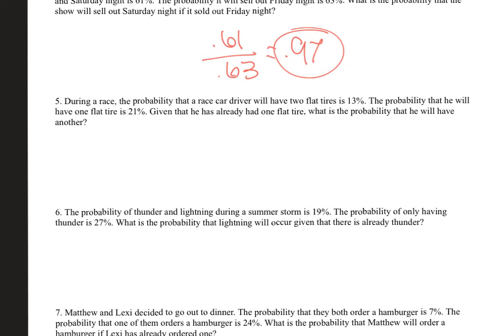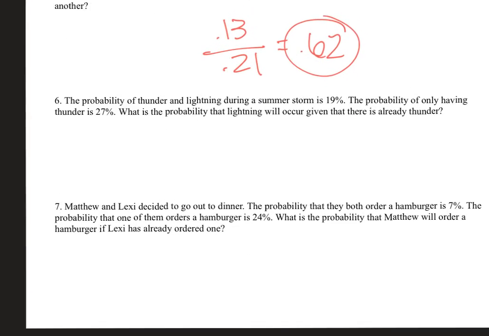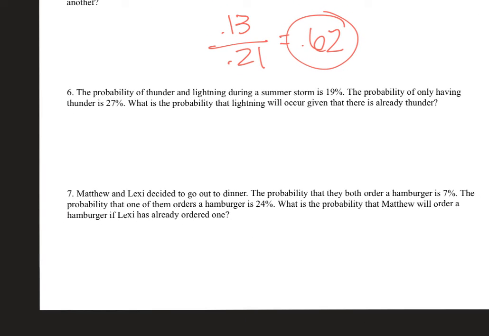Let's see, 2 flat tires, so both flat tires, so 0.13 over just 1 flat tire is 0.21. So 0.13 divided by 0.21 is about 6.62. Okay. Number 6, what is the probability of thunder or lightning during the summer?